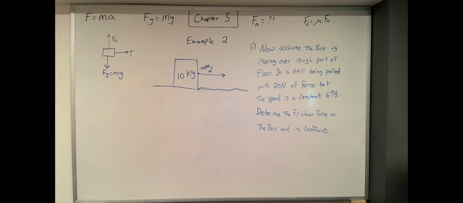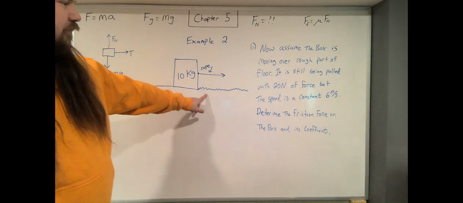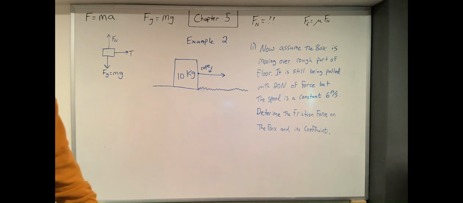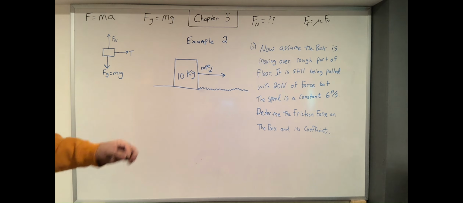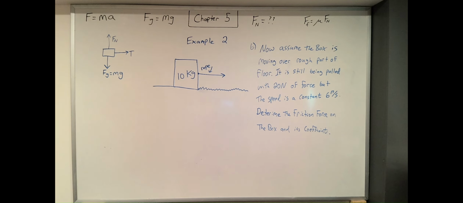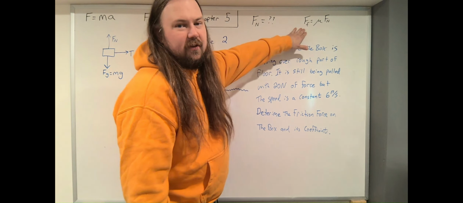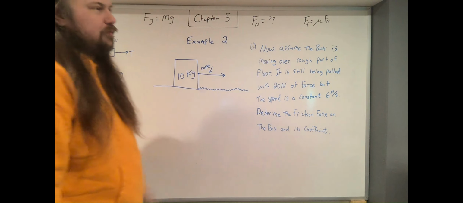Okay, so now we're getting this one a little bit more involved. Part B of this now says to assume the box is moving over a rough part of the floor. So I've now drawn a squiggly there for some rough floor that it's going to be dragged across. It is still being pulled with 20 newtons of force, but the speed is a constant 6 meters per second. So there must be something that's slowing it down. It's the friction force. It asks us to determine the friction force on the box and its coefficient. Okay, so the friction force would be the friction force here, and the coefficient is its mu. That's the coefficient of friction.